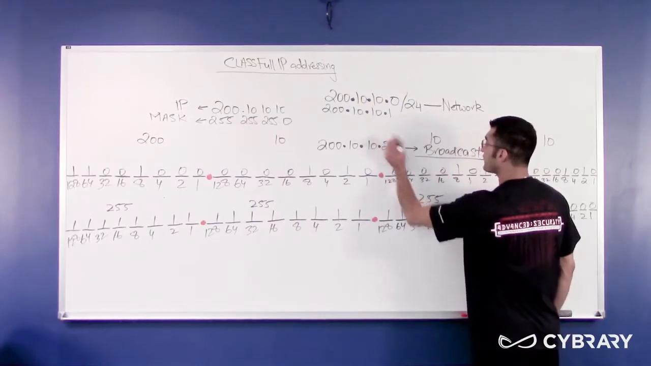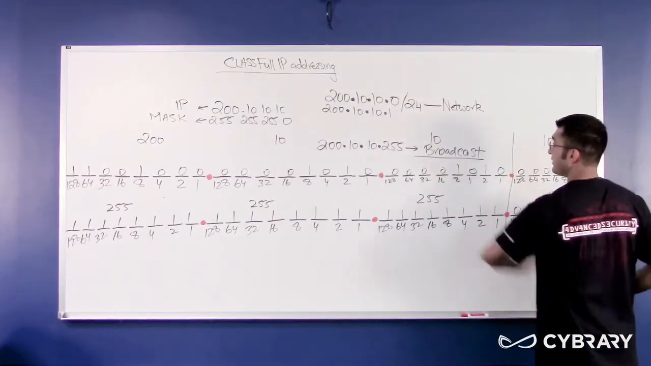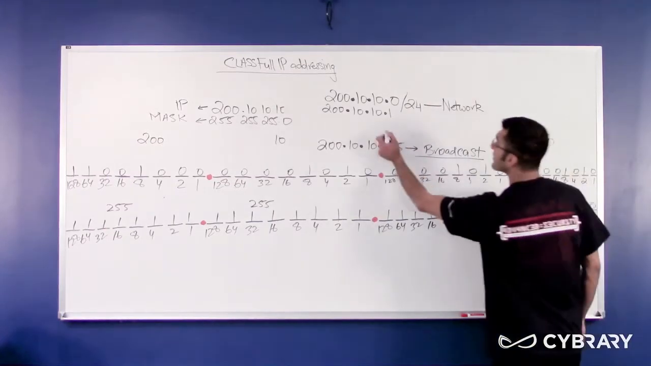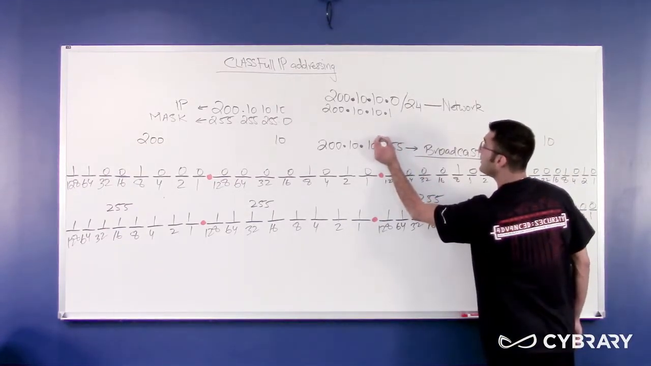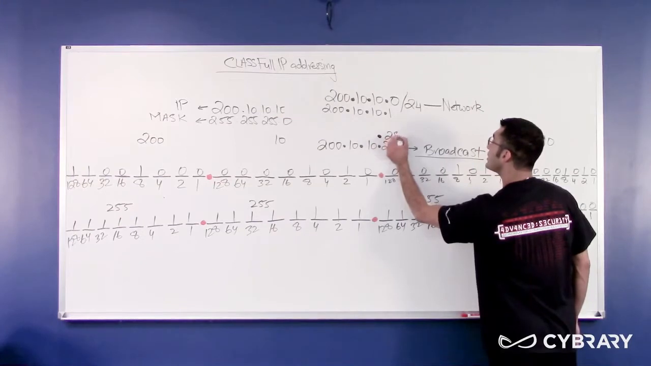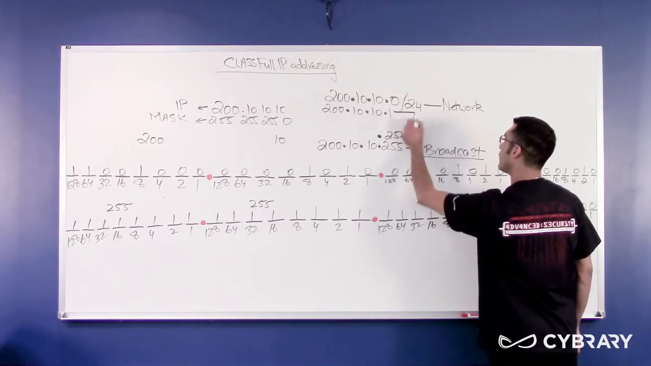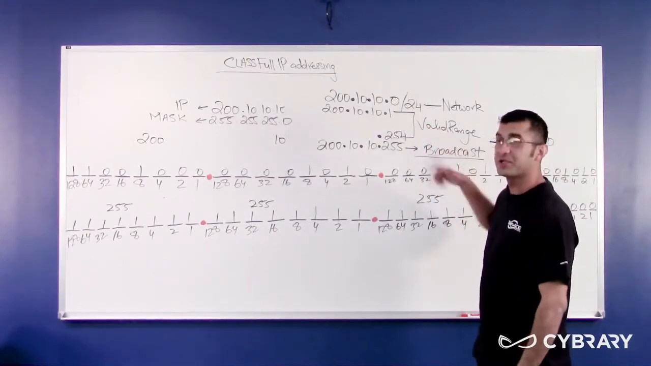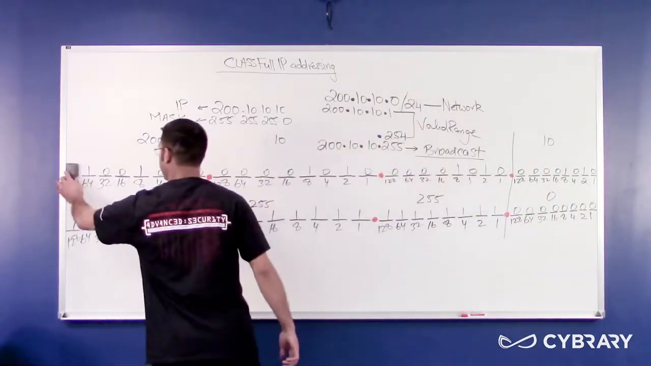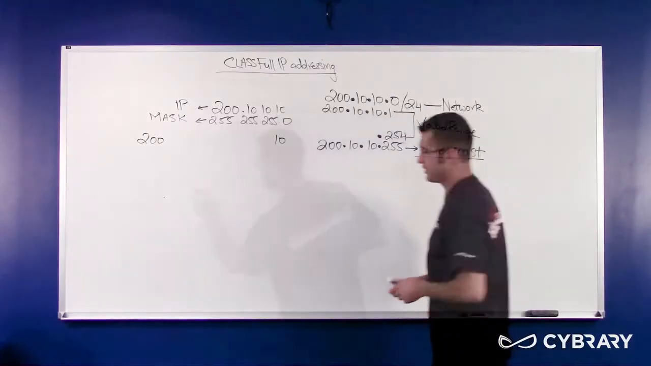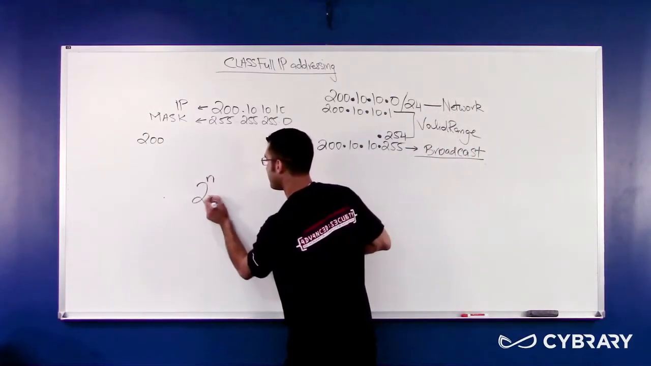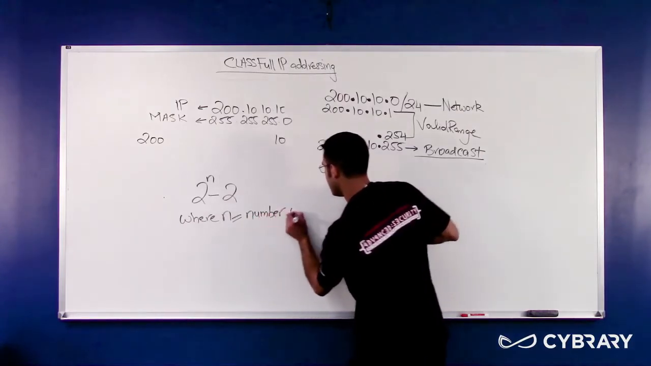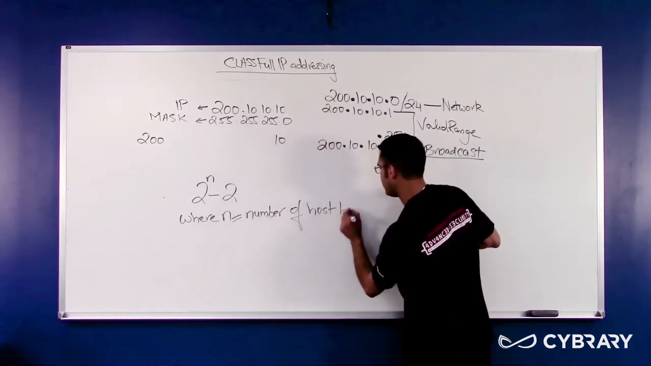My valid range of addresses, and I'm going to erase this 10 here, we don't really need it anymore. The valid range of addresses that are assignable to PCs is .1 through .254. This is your valid range. The valid range of addresses can also be achieved using a formula. You could use the formula 2 to the power n minus 2, where n equals number of host bits.